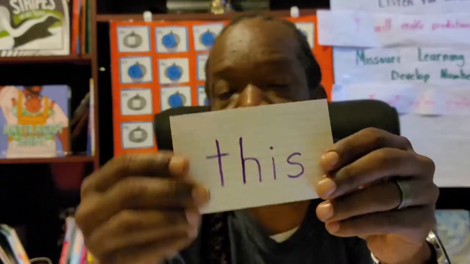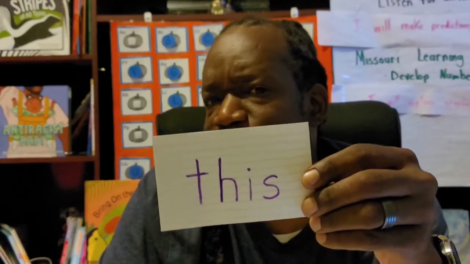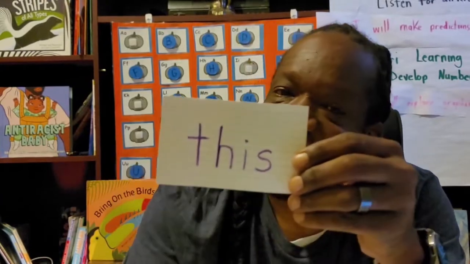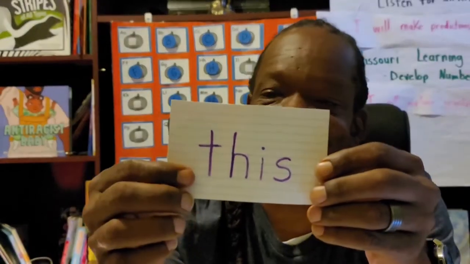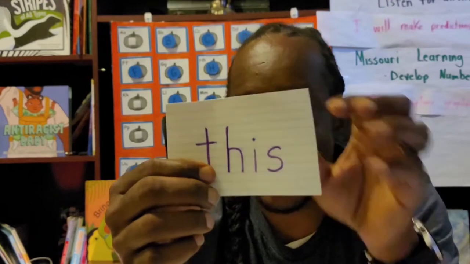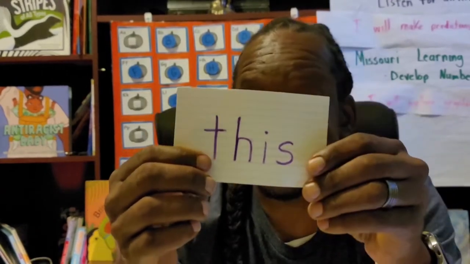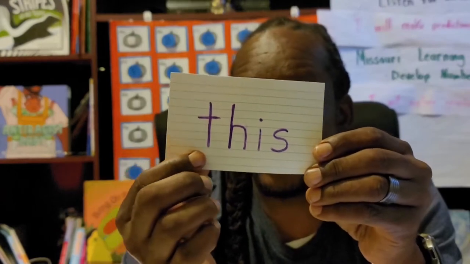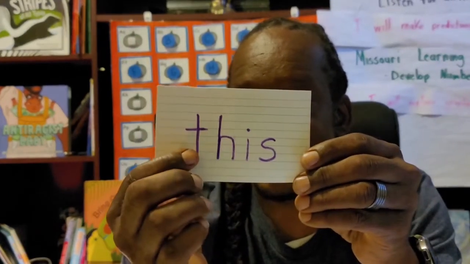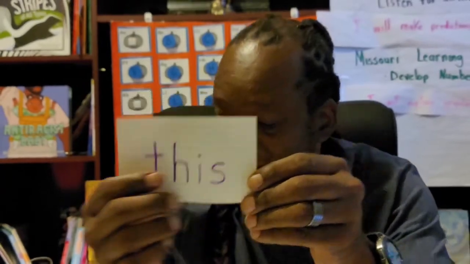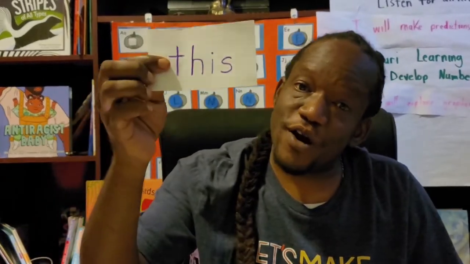But let's look at these words. Anybody remember this word? What is this word? Oh, somebody got it. This, exactly right. That's right, London. That is this. Let's spell the word this. Read it. This. Spell it. T-H-I-S. Read it. This. This word is going to go on the table.